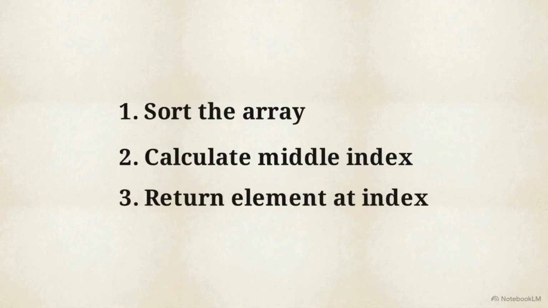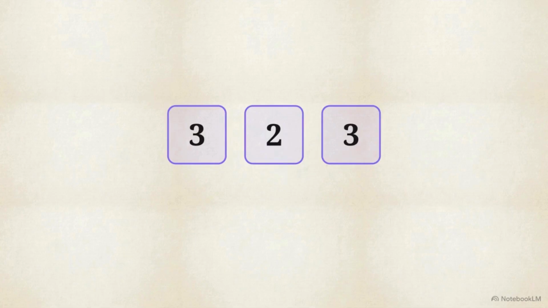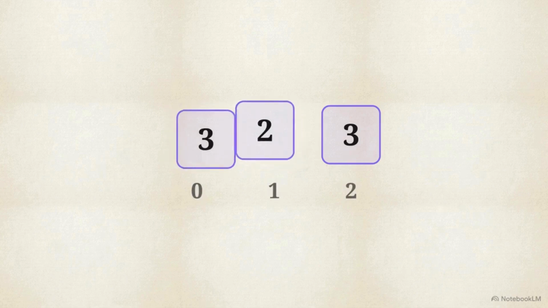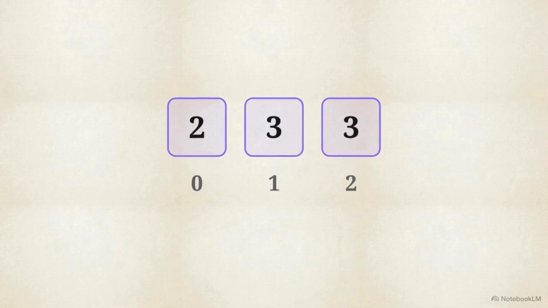Even though the logic is powerful, the actual code required to execute it is very brief. Let's walk through a dry run using a 3-element array: 3, 2, and 3. In most programming environments, we track these positions using zero-based indexing, labeled here from 0 to 2. First, we organize the sequence. After sorting, the blocks read 2, 3, and 3. The data has moved, but the index positions remain fixed.